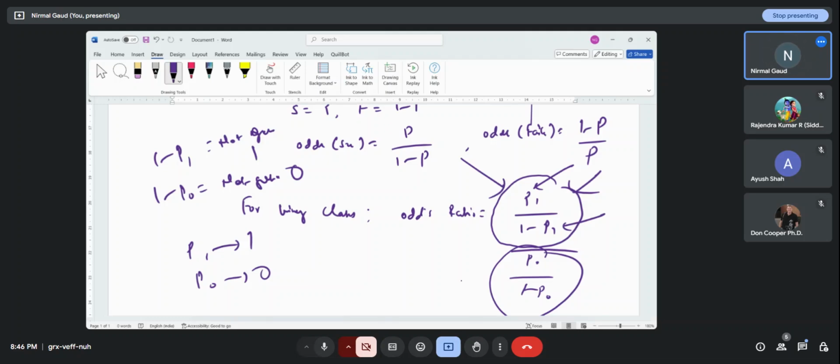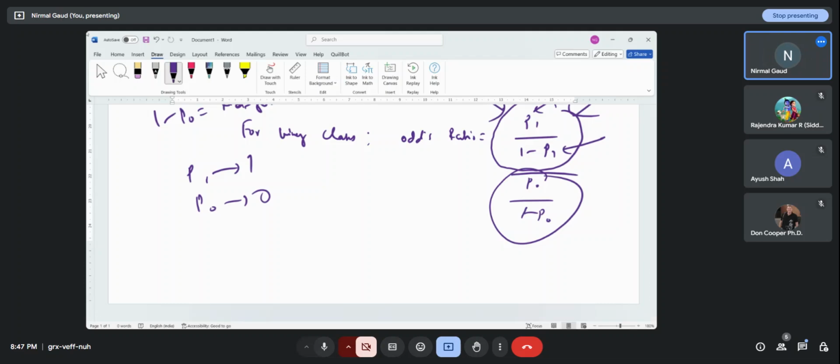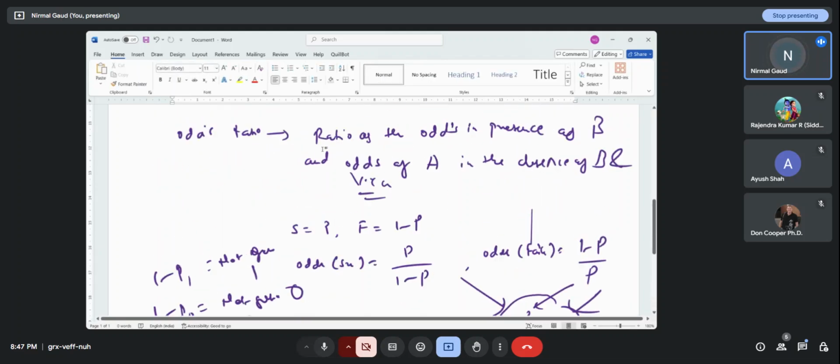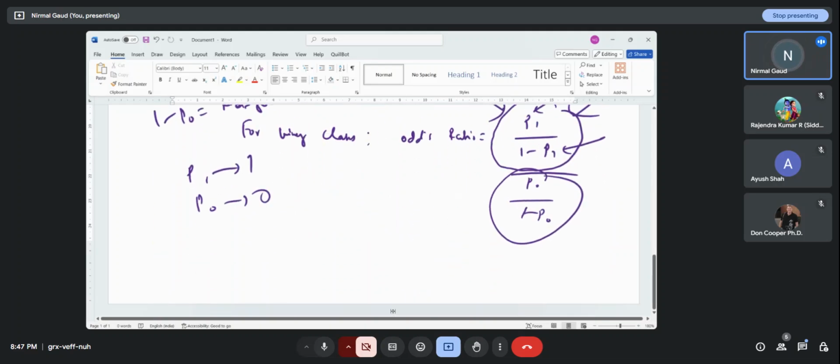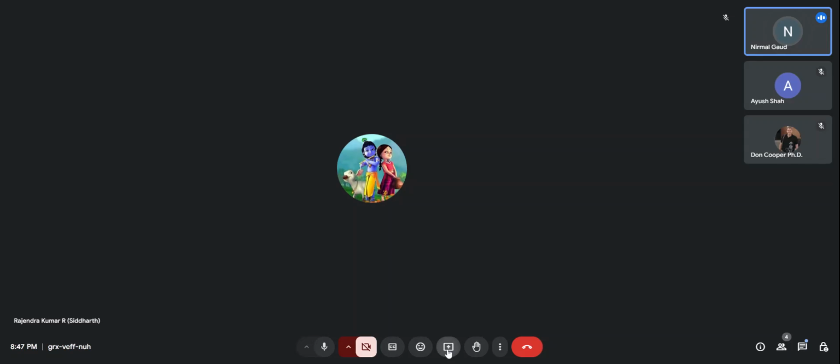Now, this odds ratio is very much important, because we have to consider it in our algorithm. Now let me share my entire screen.